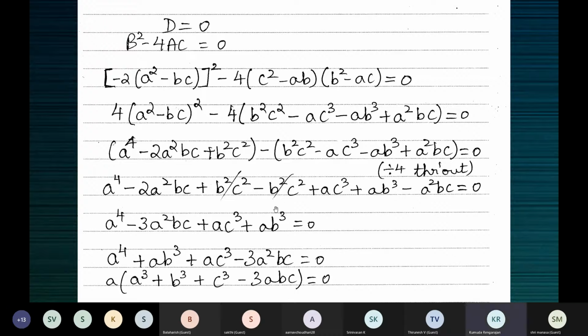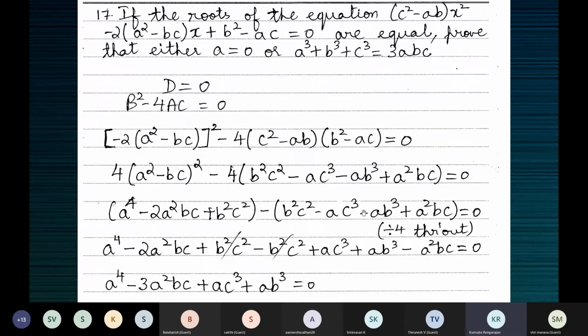Simplify. Now we are left with only 4 terms. In all, now this is a golden rule in factorizing. Whenever there is something common, take out the common factor. They're asking you to show that a is equal to 0. So don't divide by a throughout, because they're asking you to find the value of a.